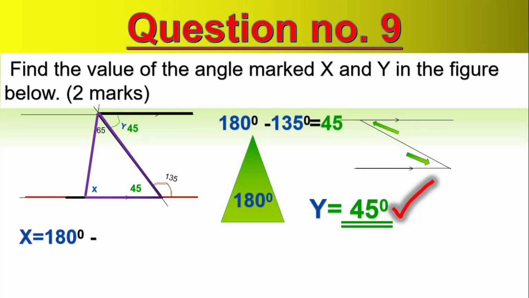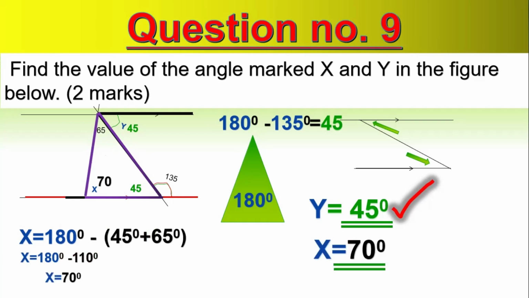So x will be equal to 180 minus the two angles we know, minus these two angles. So 180 minus 65 and 45. So let us add 45 and 65. Our x equals 180 minus 110, because 45 plus 65 is 110. Then let us work out: x equals 70. So you write 70 and you are done. Correct.